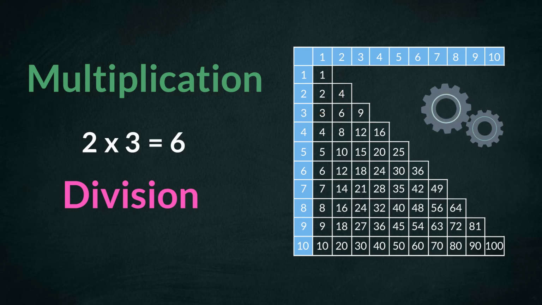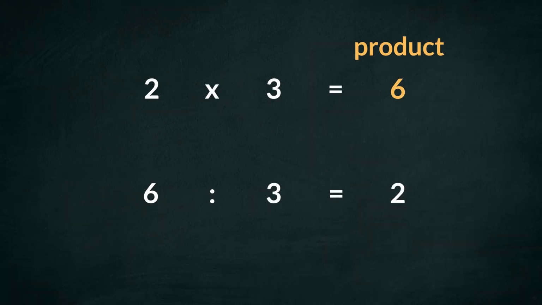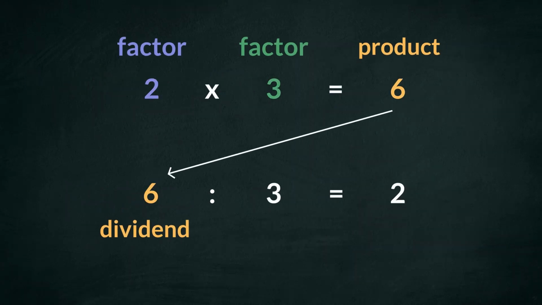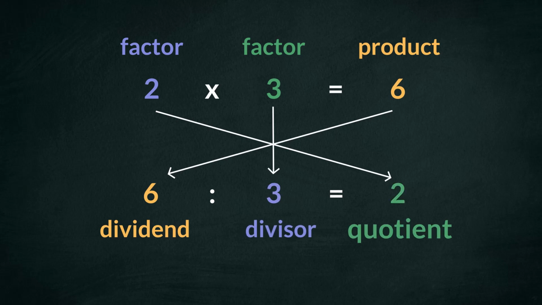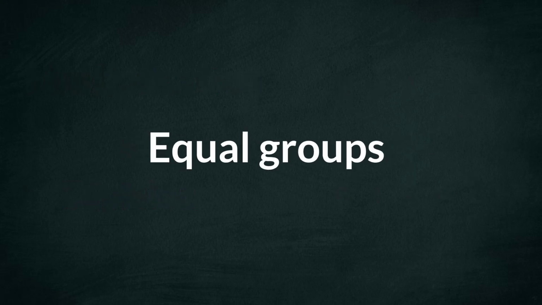Let's do some reverse engineering and say this a little differently. If you know 6 is the product and 3 is one of the factors, then you can find out the other factor is 2. In division, the product becomes the dividend, and the factors become the divisor and the quotient. It's fascinating to see how we unravel the connection between math functions, huh? Let's get back to the equal groups bit.